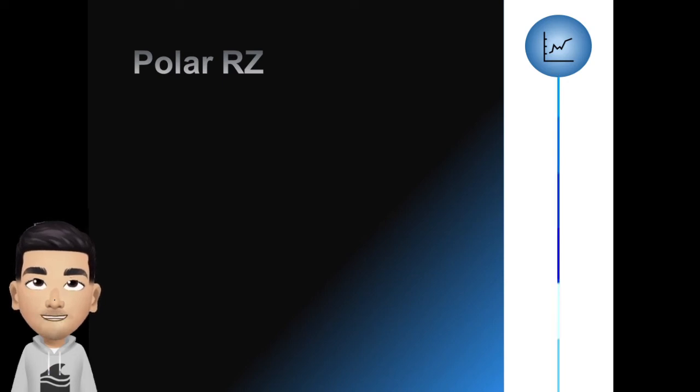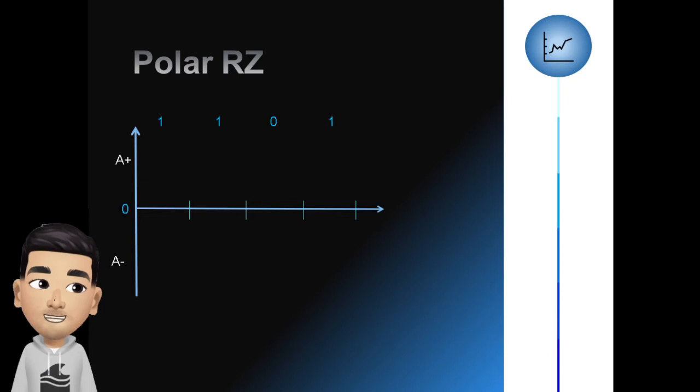Next is polar RZ or return to 0. We have an input of 1101. 1 will go to A positive for half a cycle, then go down to 0 to complete its other half of the cycle, then rise up again since our next data is 1, raising the signal again to positive A for half of the cycle, then go down to 0 again to complete the other half of the cycle.